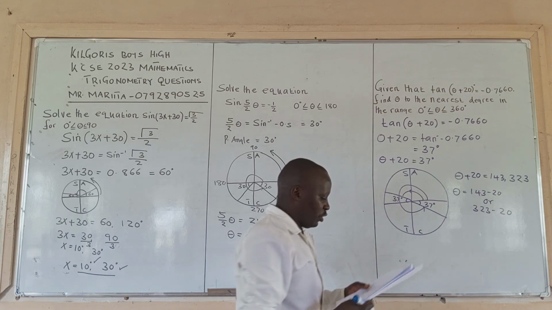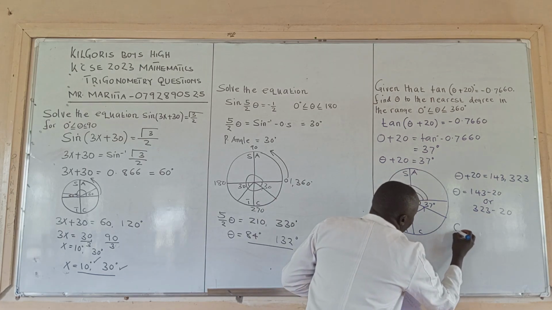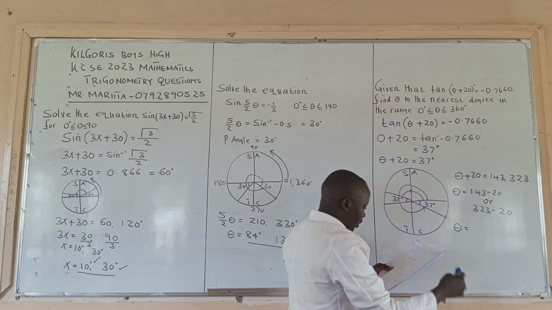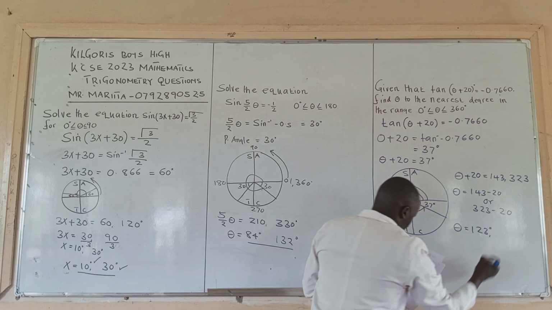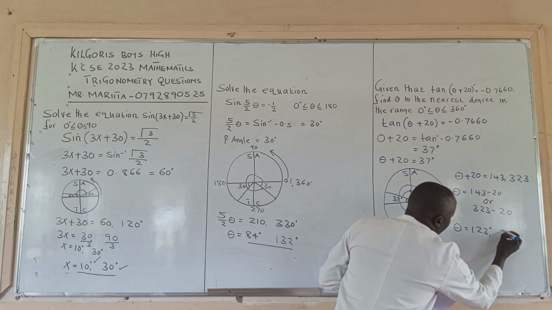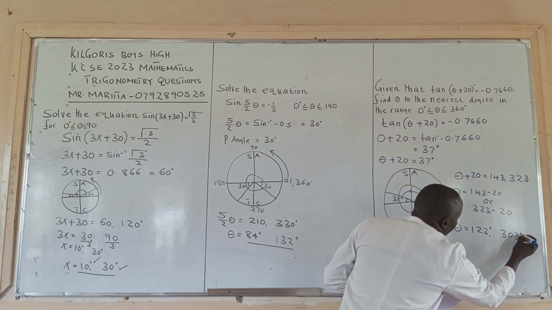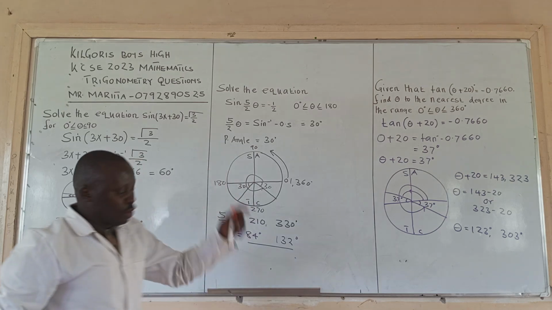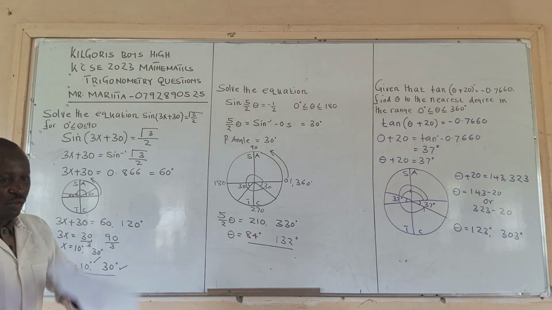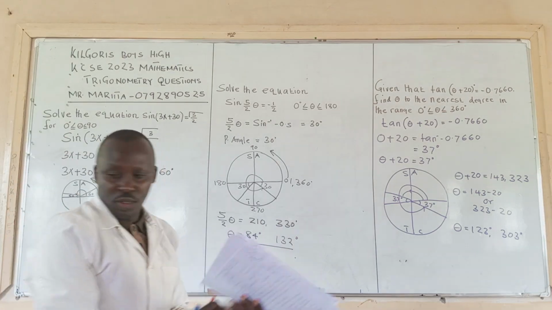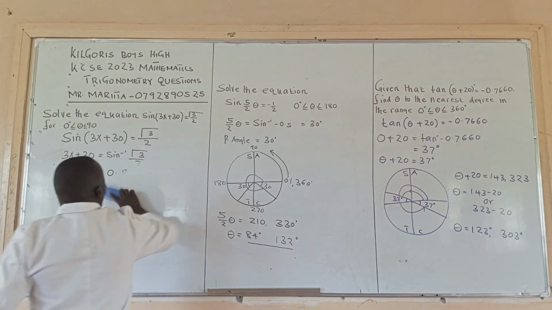So what are the values of theta? Our theta in this case will be equivalent to, if you subtract that one, you will get 123 degrees, or theta is equivalent to 303 degrees. So using the unit circle, you will be able to solve that one. Let us proceed to the next question.